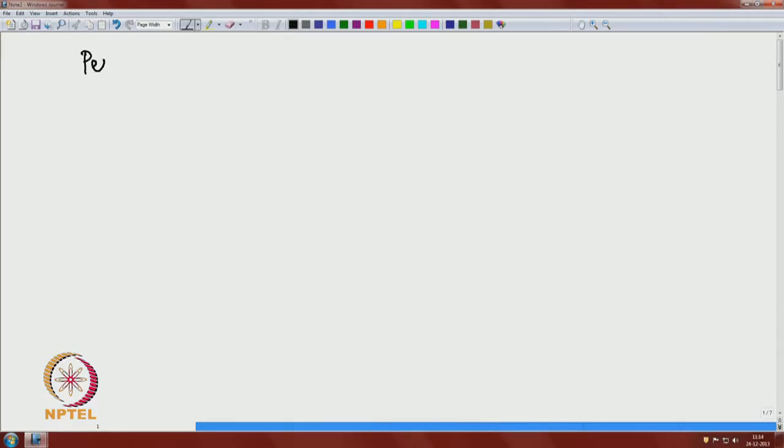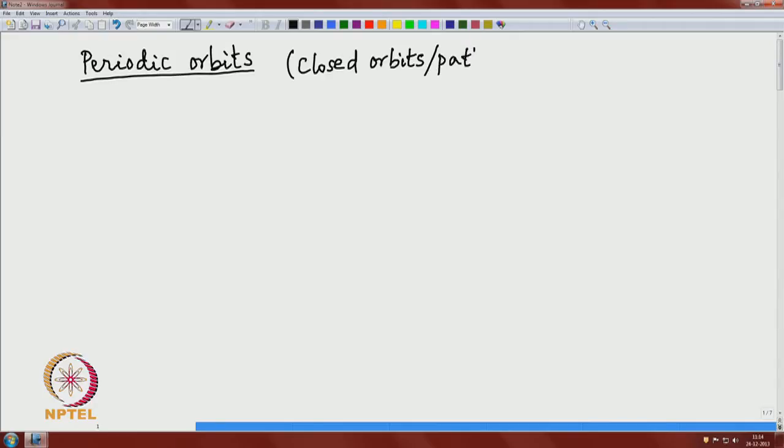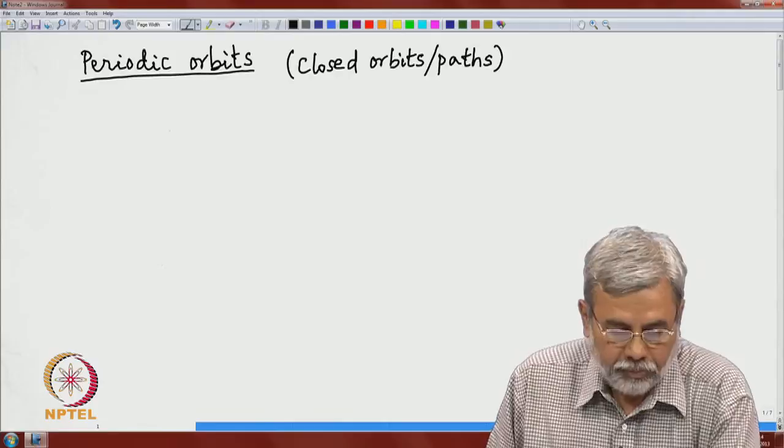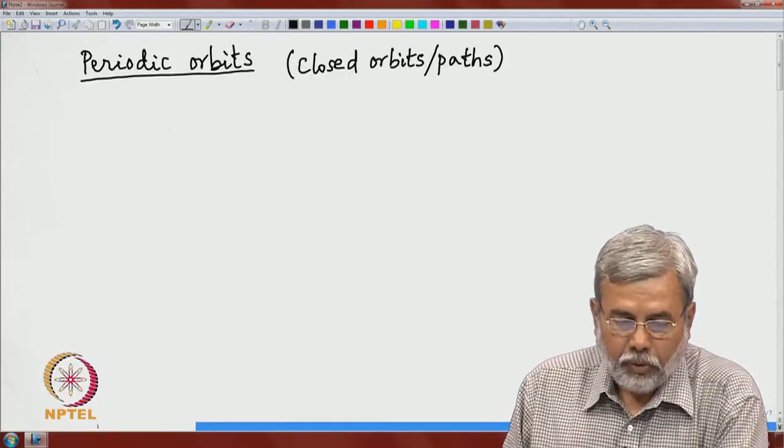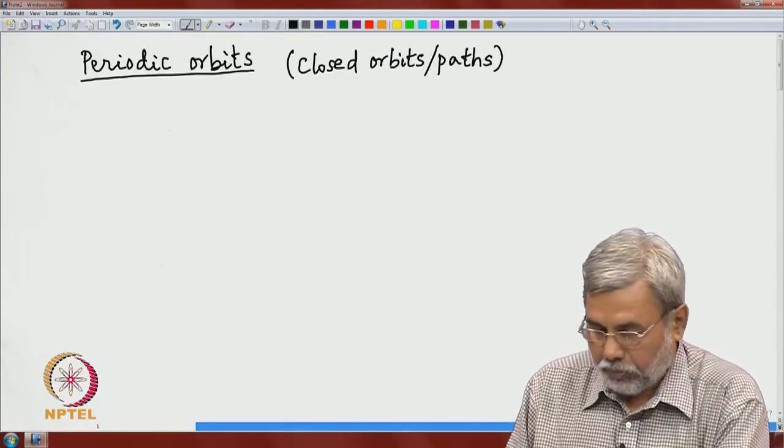So, in today's class, we will be discussing periodic orbits, especially their existence. These are also referred to as closed orbits, or closed paths. The existence of periodic orbits is an important part of qualitative theory and quite useful with respect to many physical and other applications.